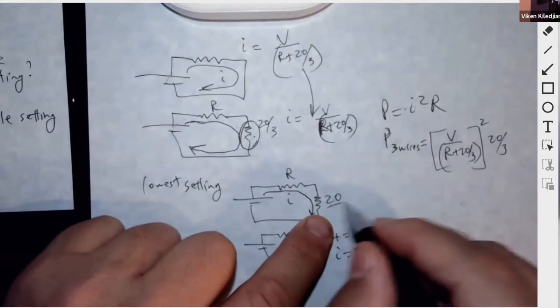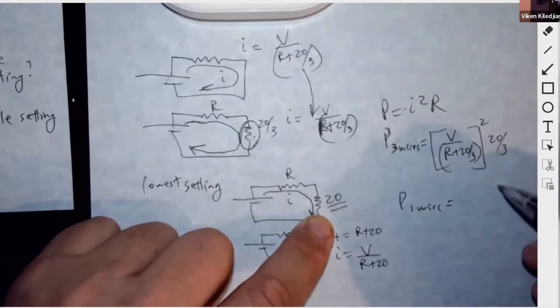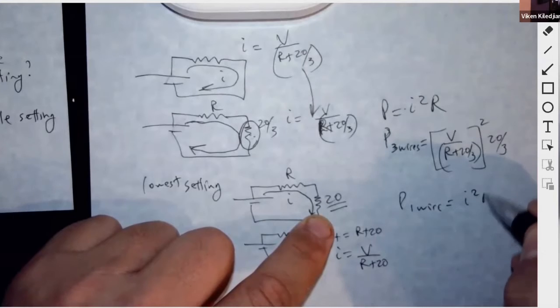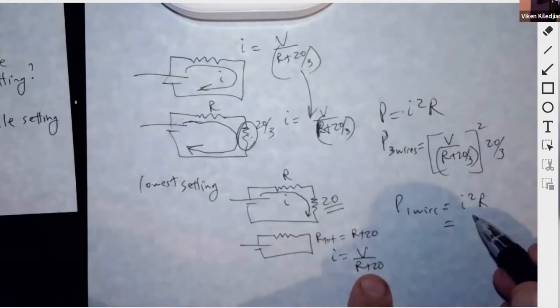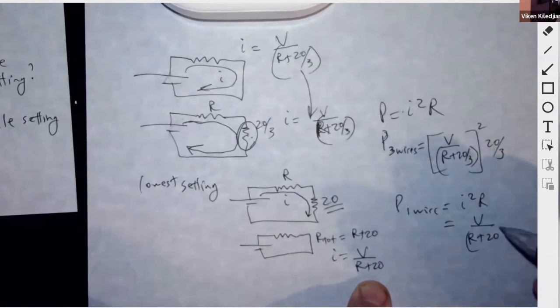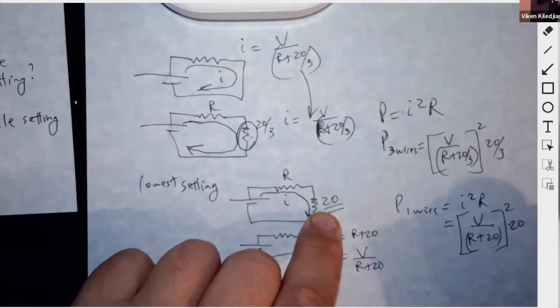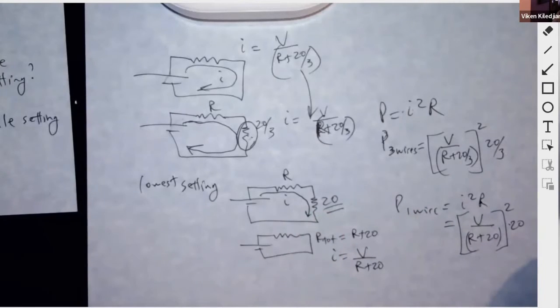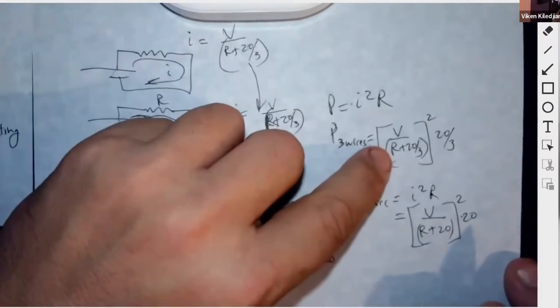And then you're going to say the power lost in here in the one wire is going to be what? The current squared over R times R again. So then it's going to be this current squared, V over R plus 20, squared times what? Times the resistance, which is 20. And then you want this to be twice that. So we're solving for what R should be.